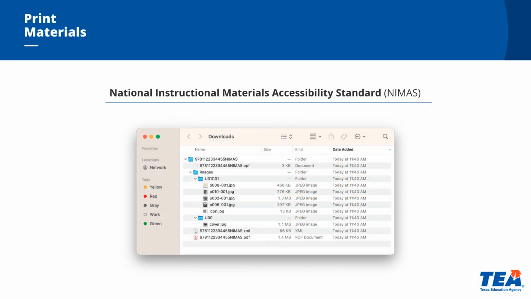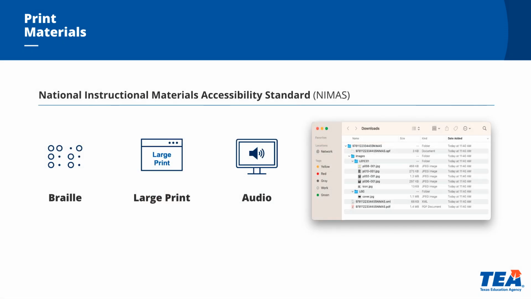The State Board of Education requires all publishers to provide content using the National Instructional Materials Accessibility Standard file format, or NIMAS. Previously a manual process, the use of the NIMAS file format helps to speed up the process of producing alternative versions of instructional materials. NIMAS files are used by accessible instructional materials producers, or AIM producers, to facilitate the production of Braille, large print, and audio versions of materials.